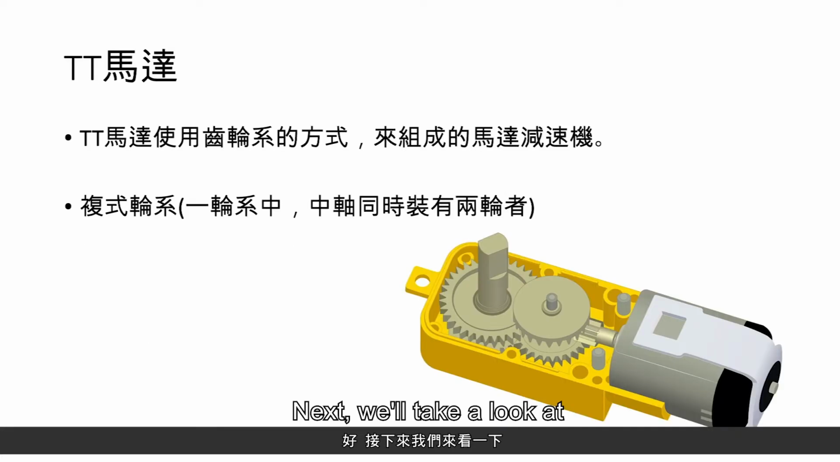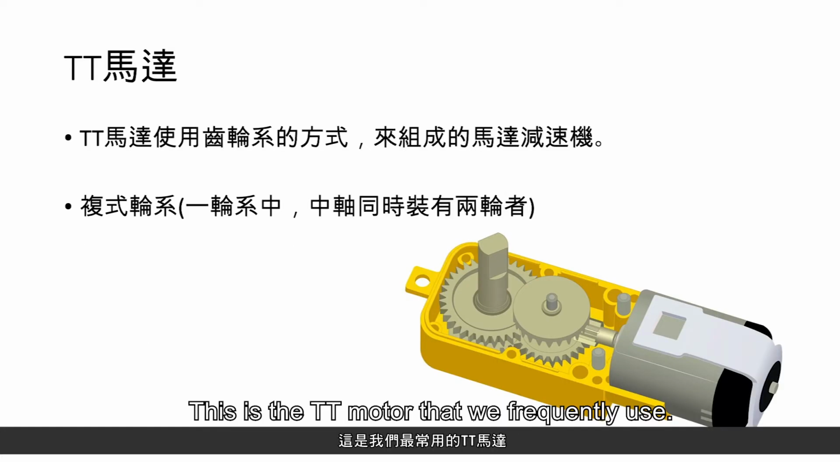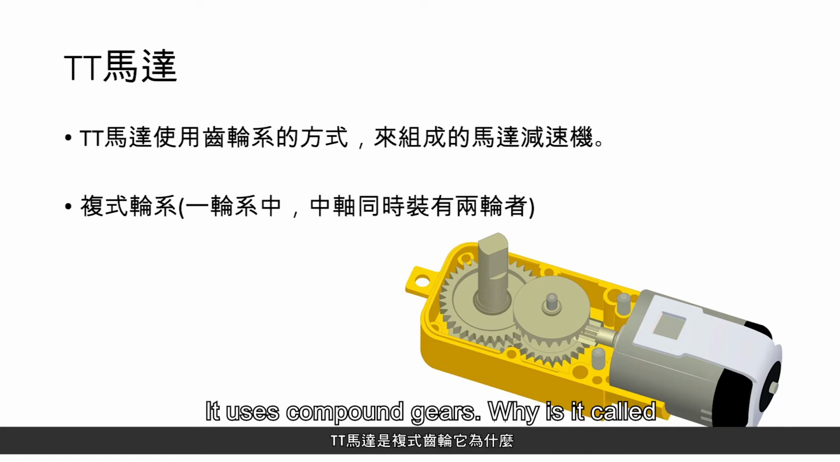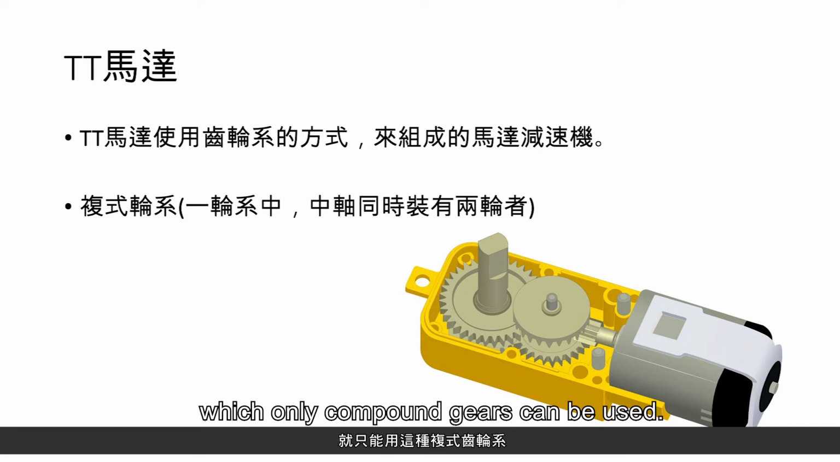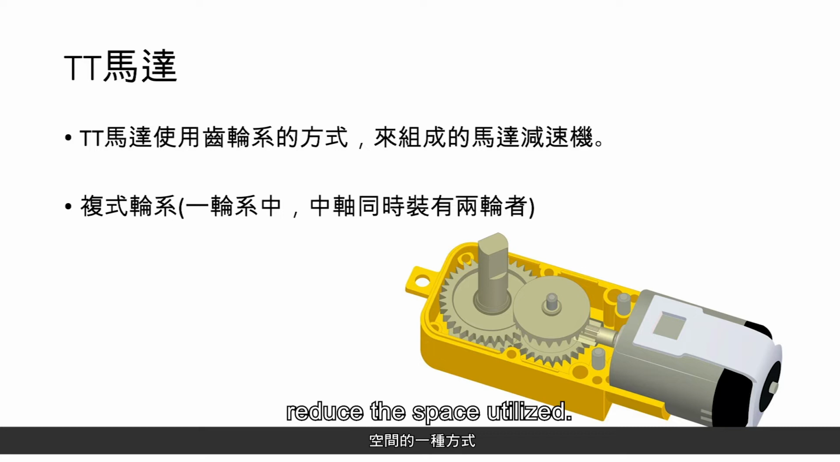Next, we'll take a look at motors that are frequently seen. This is a TT motor that we frequently use. It uses compound gears. Why is it called compound gear? Within a gear train, a single shaft can have two gears. This is called a compound gear. This is also applied to have larger gear speed ratio in applications with limited space, which only compound gears can be used. This is used to reduce the space utilized. This is a TT motor. TT motors are used very frequently in small-sized self-propelled vehicles.